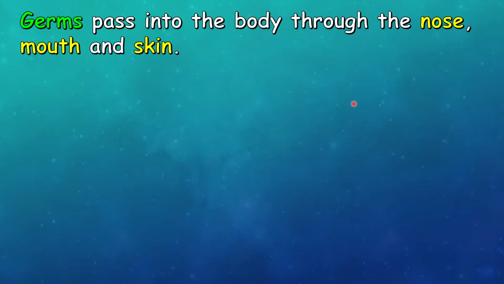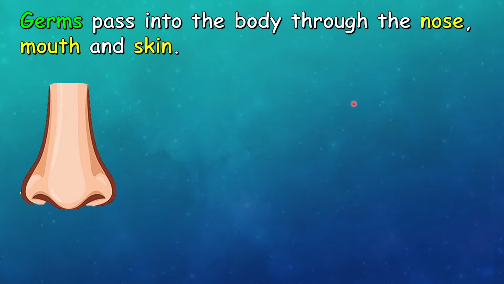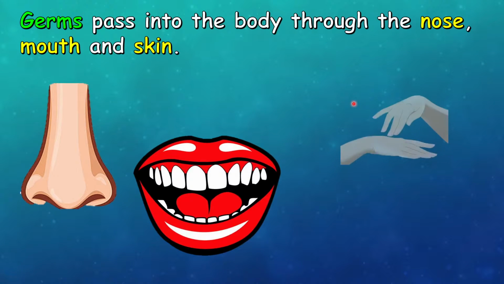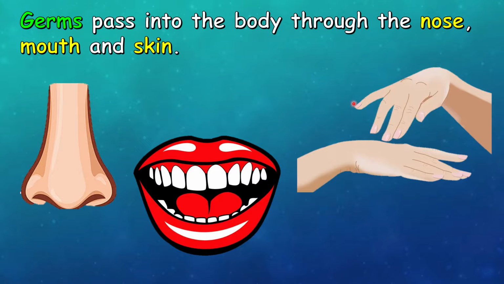Germs pass into the body through the nose, mouth, and skin. Usually, they pass through your nose, your mouth, and skin. Not just germs, even viruses. Virus like COVID. COVID can get into your body through your nose and your mouth, okay? And your eyes. It's very easy for germs, bacteria, and viruses to get inside our body.